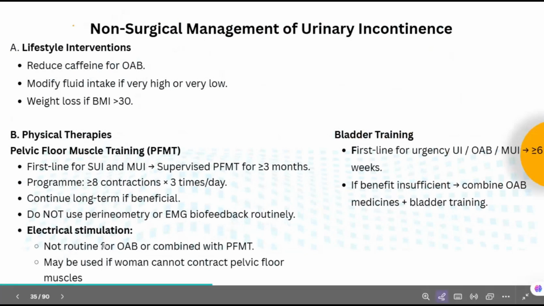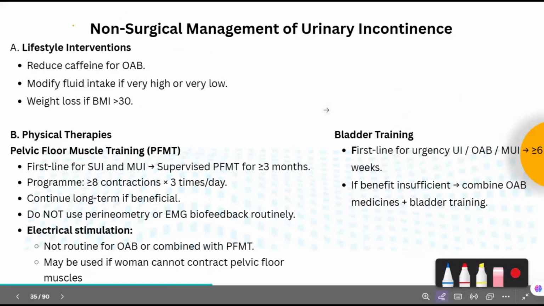Electrical stimulation is not routine for overactive bladder or combined with PFMT. It may be used if the woman cannot contract the pelvic floor muscles. Only then do you go for electrical stimulation, but it's not routine. It may be used if the woman cannot contract the pelvic floor muscle.